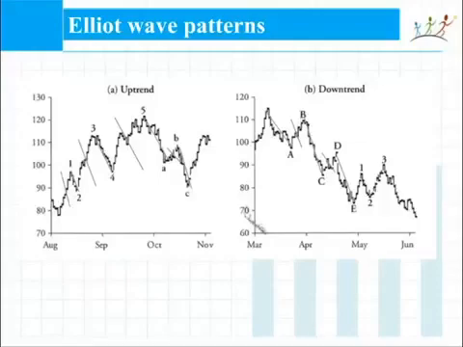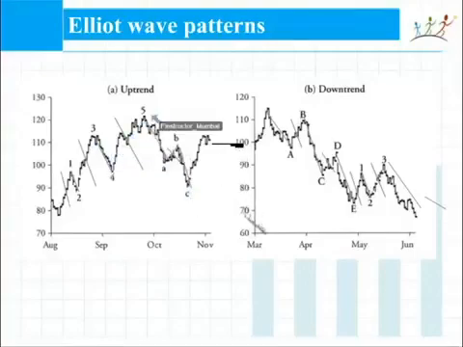So there will be 1, 2 and 3. After that again the down will start. So there will be 1, 2, 3, 4, 5 on the down. So in a downtrend, the down moves have 5 waves, whereas the up moves just have 3 waves. In an uptrend, the up moves have 5 waves, whereas the down moves have just 3 waves.